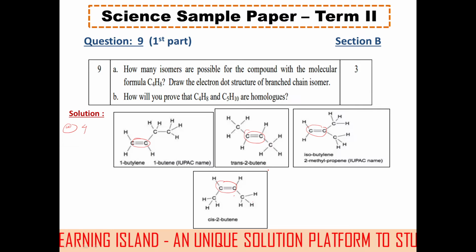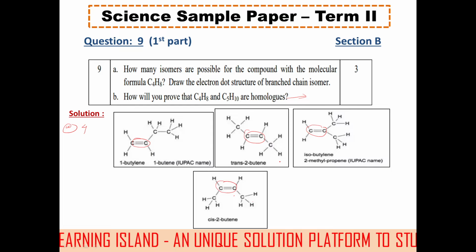And question number B is, how will you prove that C4H8 and C5H10 are homologous? I'm again telling you what is homologous. Homologous compounds are those having the same characteristics, the same functional group present in the compound, but with a different number of carbon or hydrogen atoms present in them.